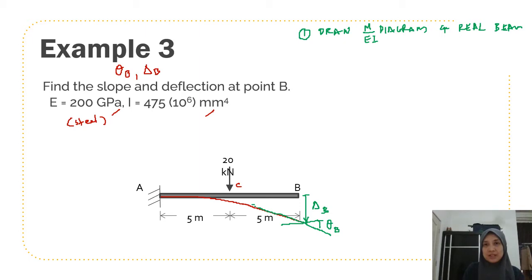So you basically have to calculate your reaction. Okay, you have 20 kilonewton going downwards. Distance is 5 meters to 5 meters. Okay, so this will be your shear, 20 kilonewton, and this will be your moment. Moment is basically 20 times 5, which is 100 kilonewton meter. This is the unit.